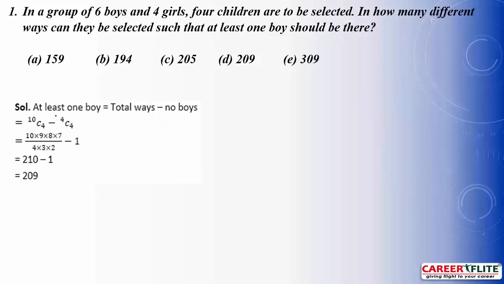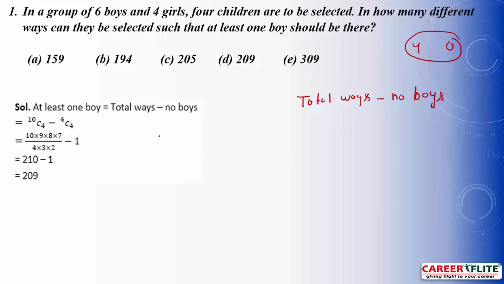Here we have to find at least one boy. Means how many total ways can we select? At least one boy means total ways minus no boys. If you subtract no boys from the total ways, all the remaining cases will have at least one boy. No boys, in this case, means 4 girls and 0 boys. If you subtract this case from the total cases, we will get the at least one boy case.